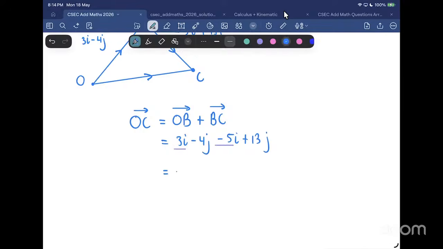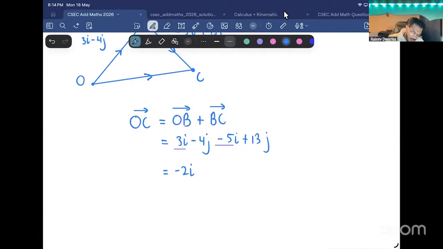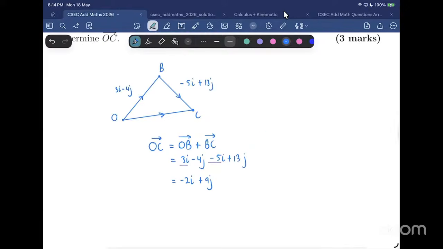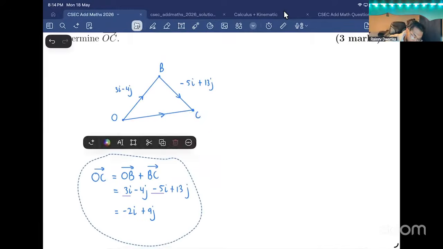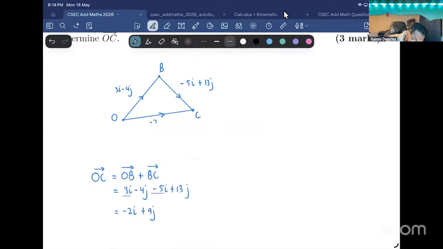3 minus 5 minus 2. So, minus 2i. And what's the other like terms? Minus 4 and 13, which would be 9. So plus 9j. Right. So, the vector for O to C is minus 2i plus 9j.